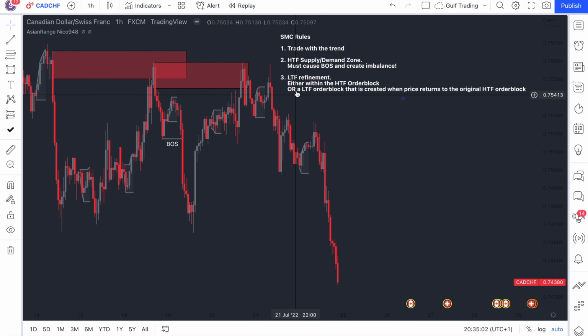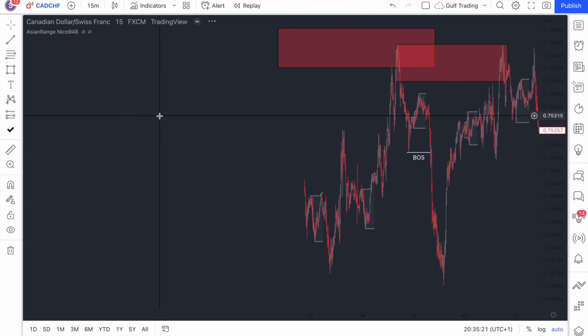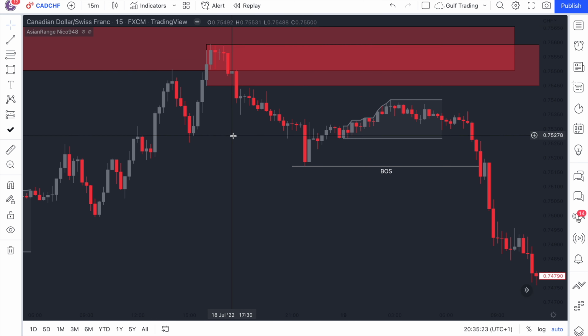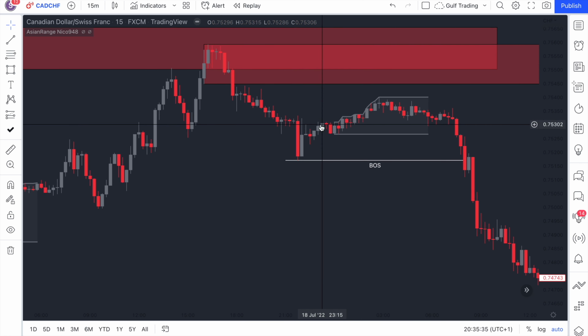And now for the third rule, there's lower time frame refinement. But there's 2 methods for this. You can use an order block on a smaller time frame within this candle here, or you can go to a lower time frame and wait for a reaction off here to go short again, which is what I did. So I'll just have a look if there was an entry within here. There's nothing that speaks out to me, but maybe this area here, you could have got in there for better risk reward, but that's not what I did for this trade.